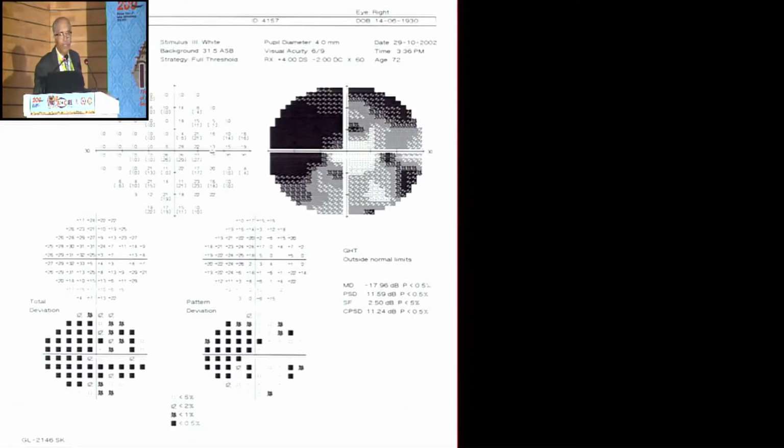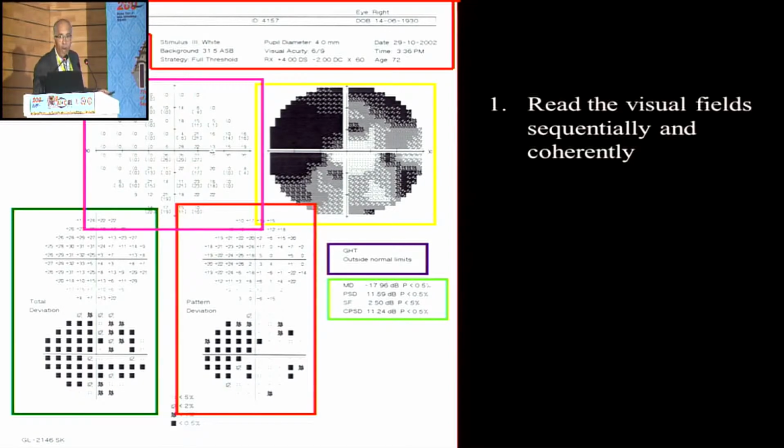This is what a Humphrey single field printout looks like. There are parts to this field: the reproducibility, the reliability, the grayscale, the total deviation, pattern deviation plot correlated with the raw data. Look at the global indices and the glaucoma hemifield test. So read the visual fields sequentially and coherently.